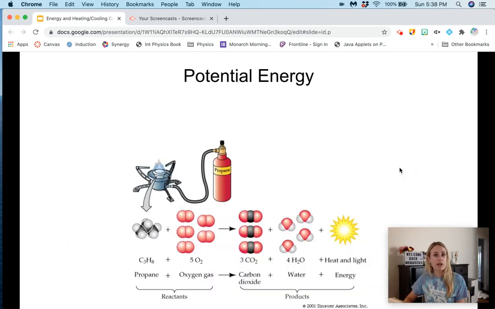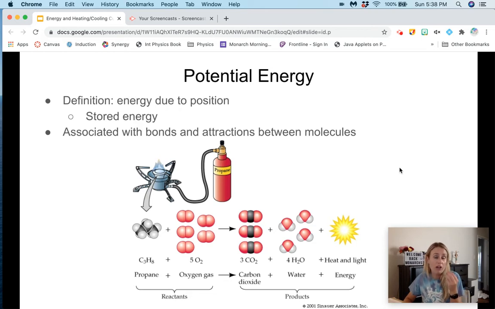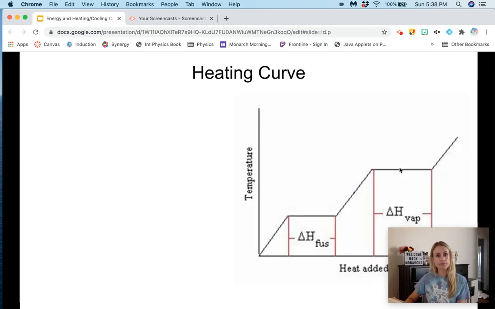Now, potential energy, on the other hand, is stored energy. This is going to be the energy due to position. Like I said, stored energy. When I'm saying position, what I mean is those chemical bonds. Little molecules store energy within their chemical bonds. So this is the energy that's associated with bonds and attraction between molecules.